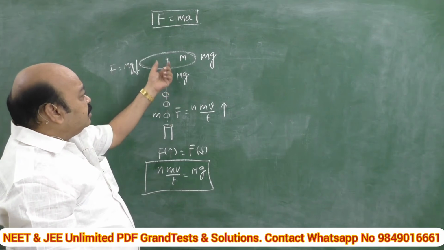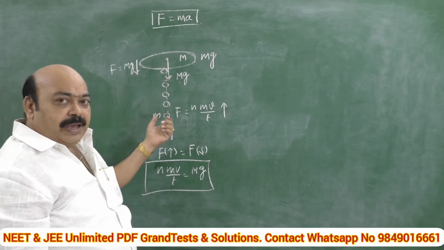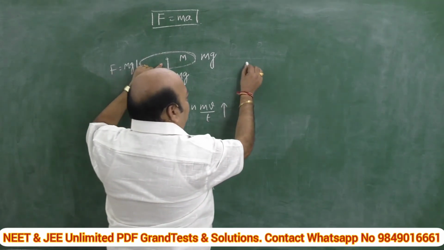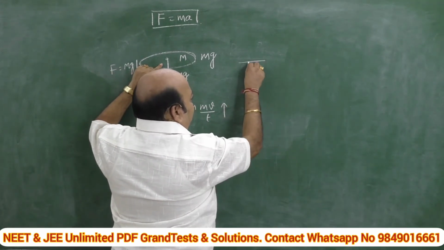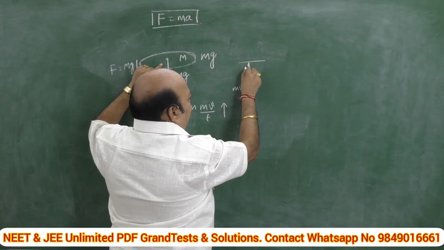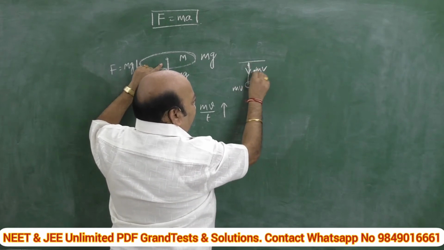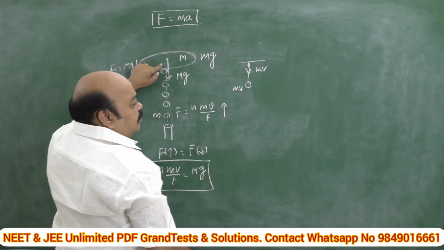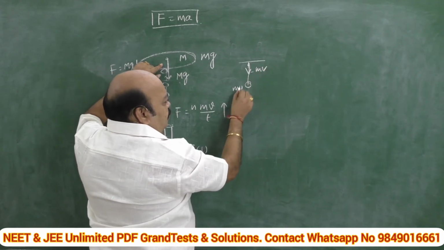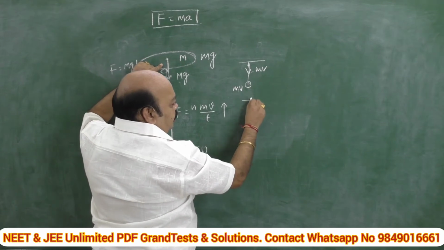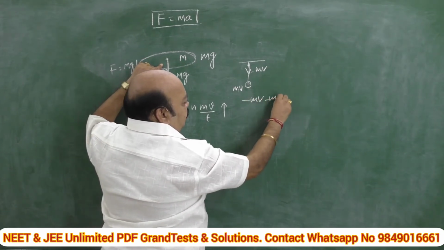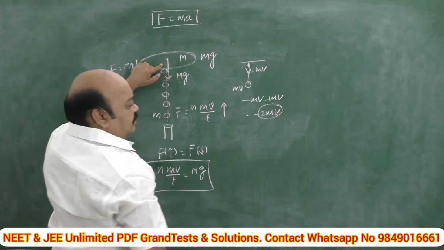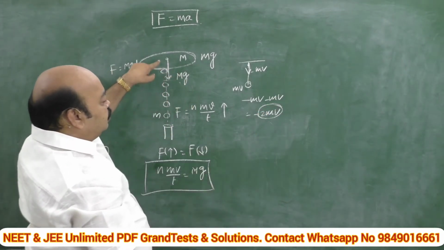If the ball strikes the plate and rebounds back with the same speed, then the momentum becomes, see, while going up, it is mv, and while coming down, after rebounding, it is mv but with a negative sign because the velocity is in the opposite direction. What is the change in momentum? Final momentum minus initial momentum means minus mv minus mv. It is nothing but minus 2mv. The negative sign indicates the final momentum is opposite to the initial momentum.